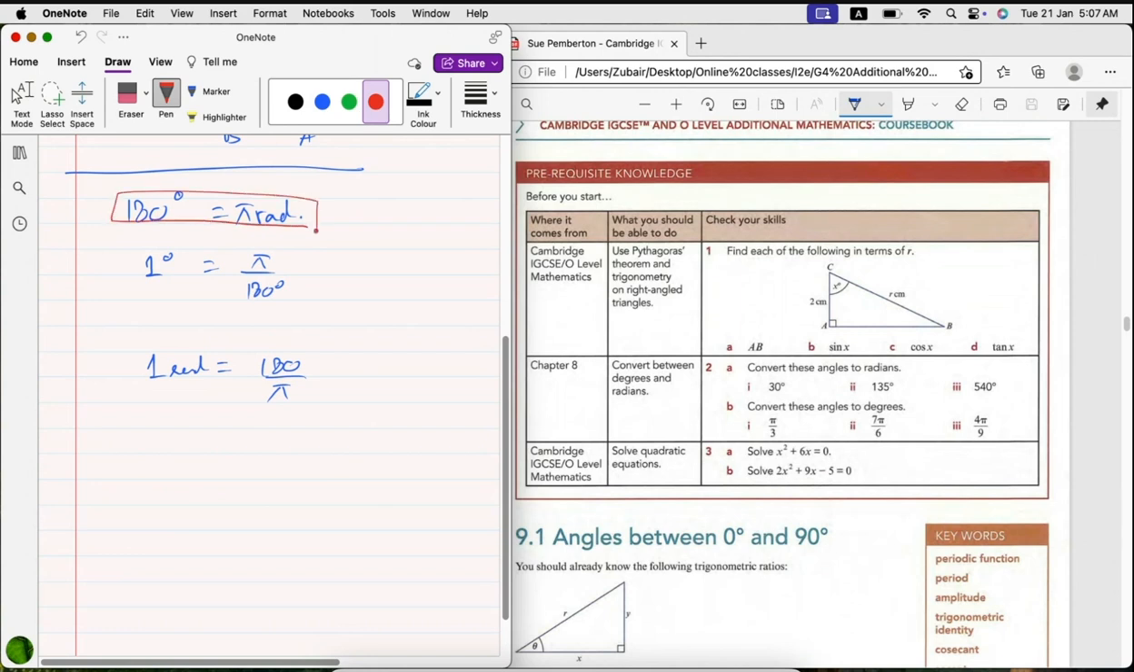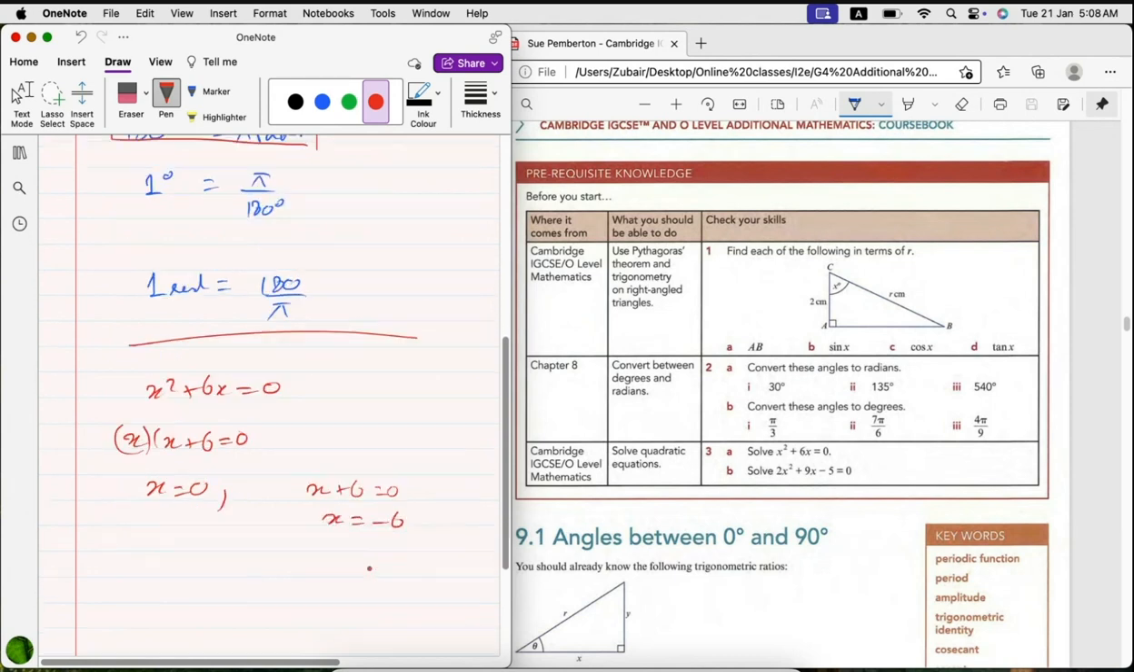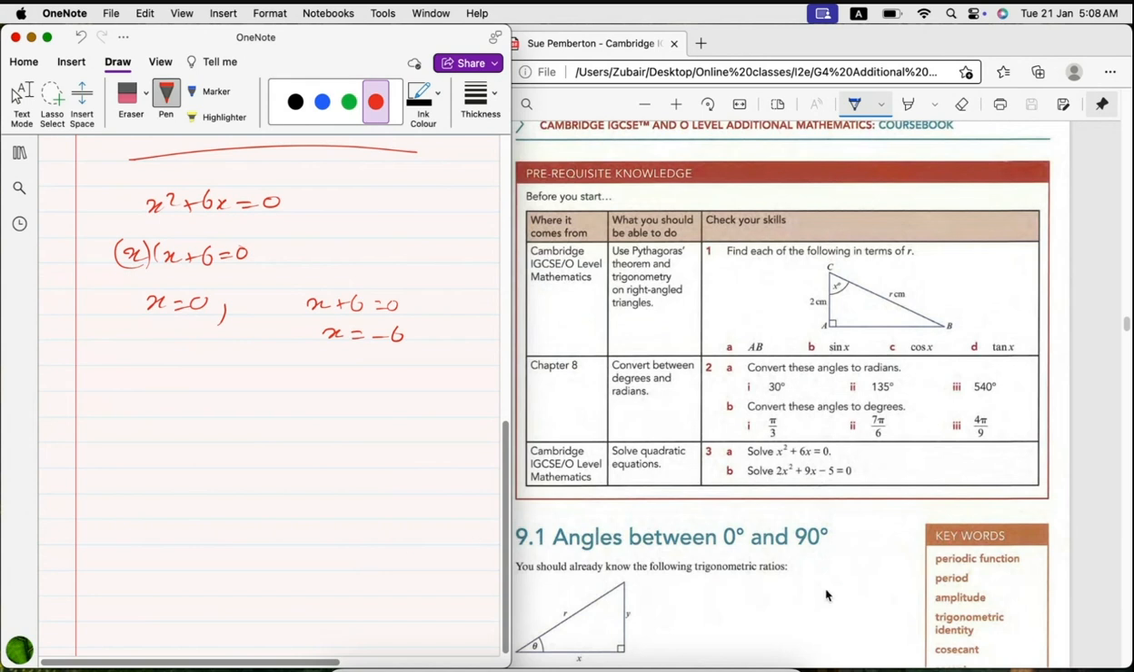Or 360 equals 2 pi, and we would just put the angle and cross multiply. Then solving the quadratic equations. x square plus 6x is equals to 0. You can take x common. This is x into x plus 6 is equal to 0. These are two factors. First one equal to 0, second one equal to 0, and x is equals to minus 6. And so on.